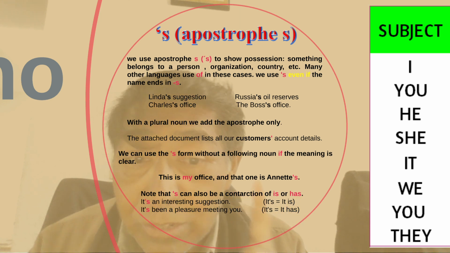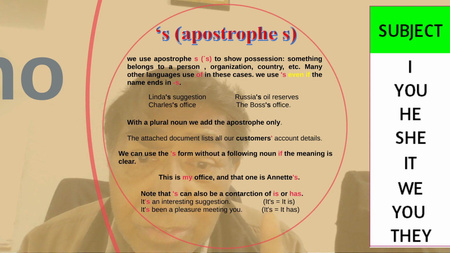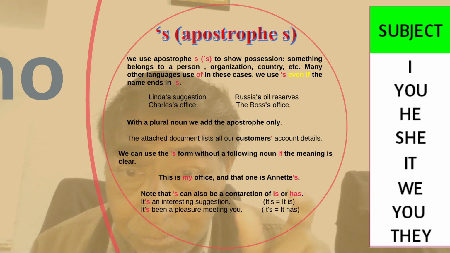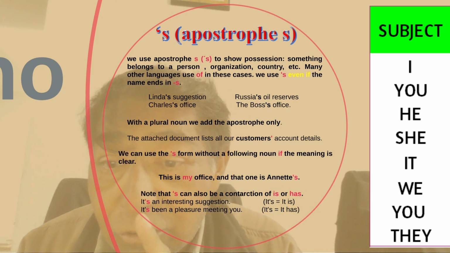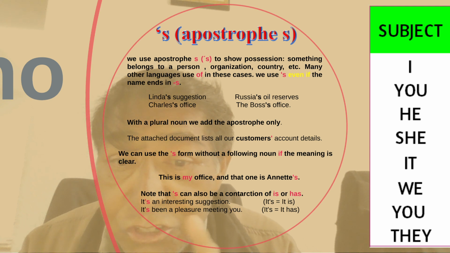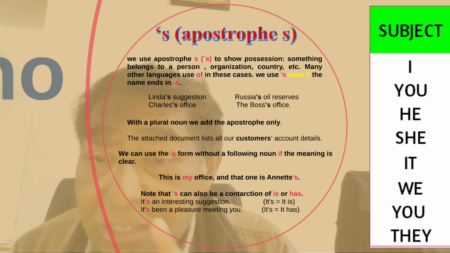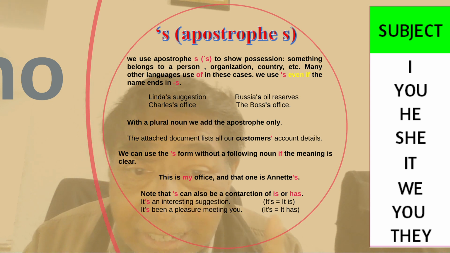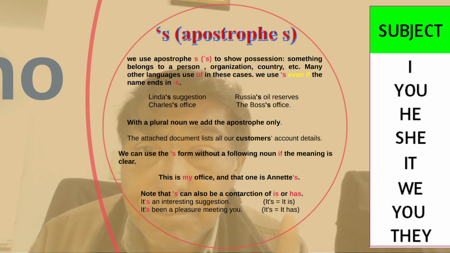Okay, now note that apostrophe S can also be a contraction of it is or has. So be careful with this. It is an abbreviation of it is. Now, in the second example, it's been a pleasure meeting you. So here you have a verb in past participle, been. So it has been. So it's equal to it has.